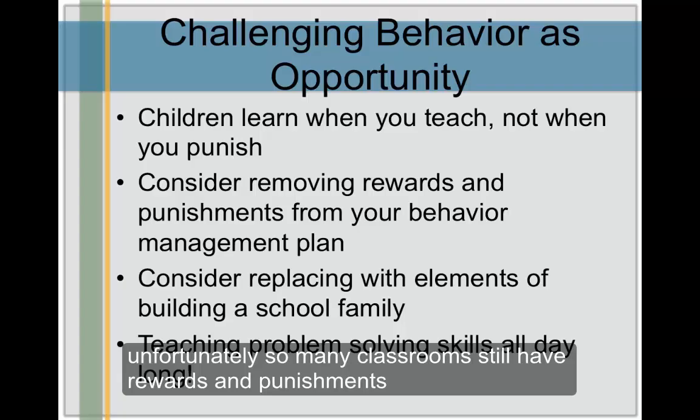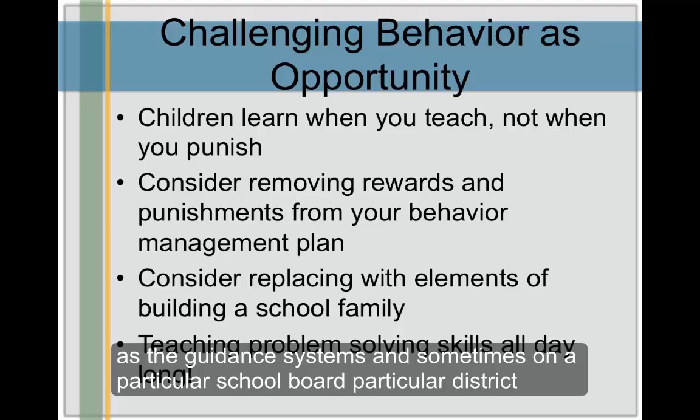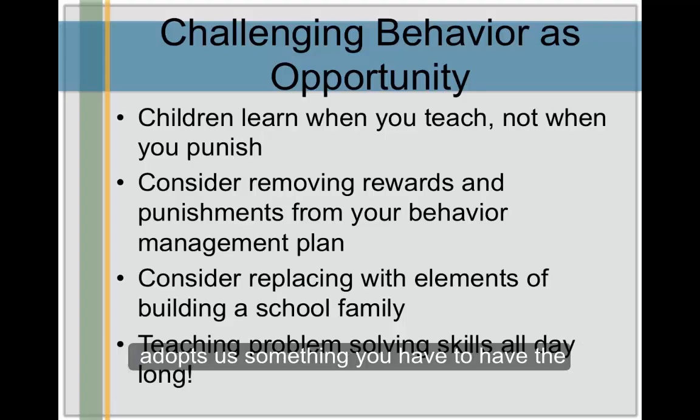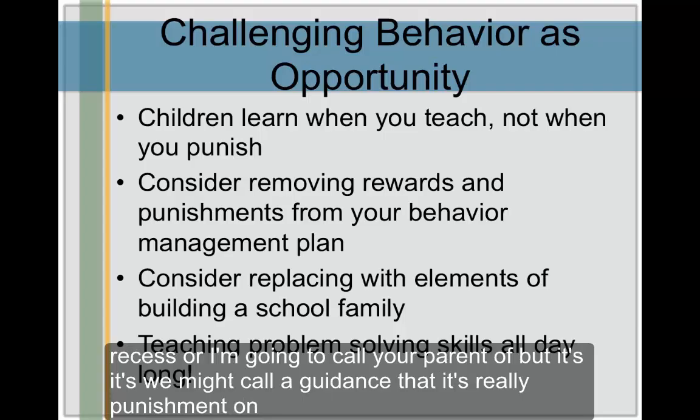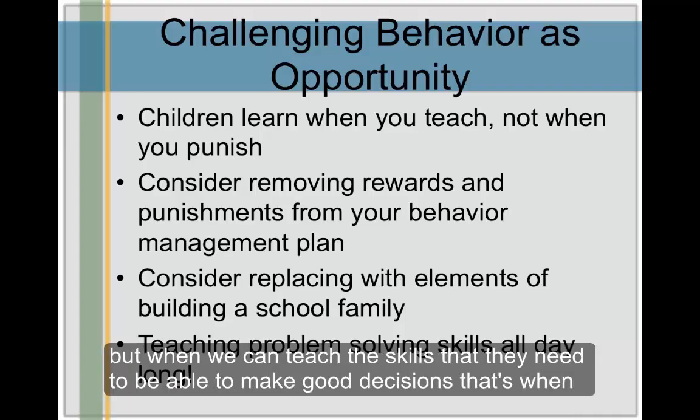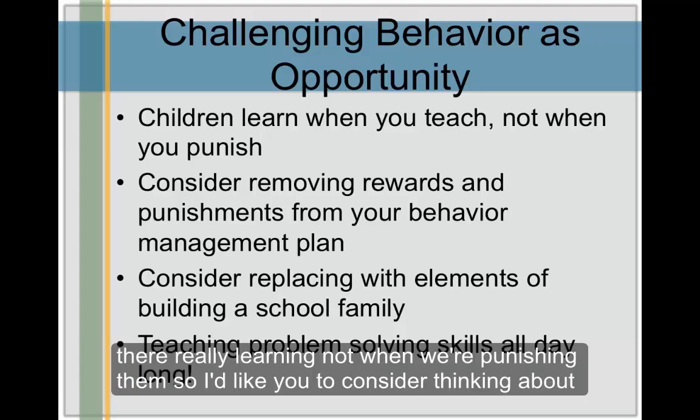Unfortunately, so many classrooms still have rewards and punishments as the guidance system, and sometimes a particular school or a particular district adopts something. You have to have the tree on the wall, and every child gets an apple, and if your apple falls off the tree, you can't go on the field trip, or you can't go to recess, or I'm going to call your parent. We might call it guidance, but it's really punishment. But when we can teach the skills that they need to be able to make good decisions, that's when they're really learning, not when we're punishing them.